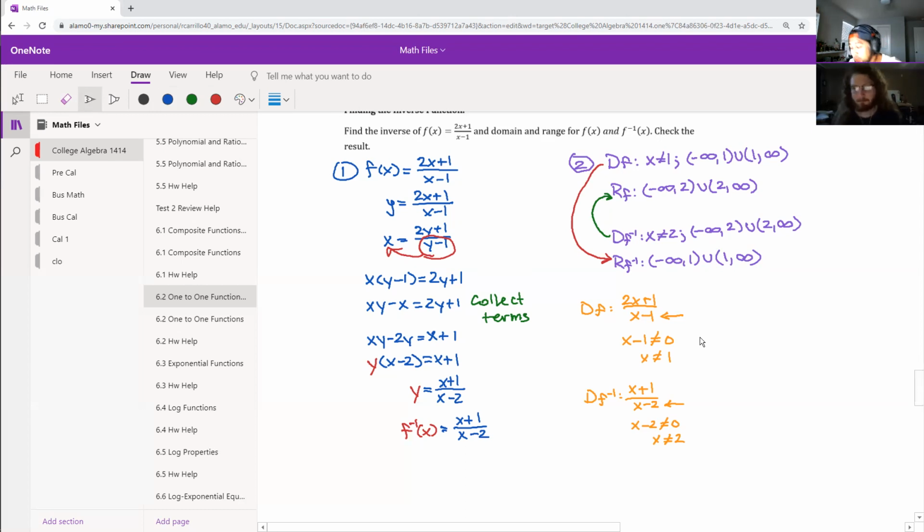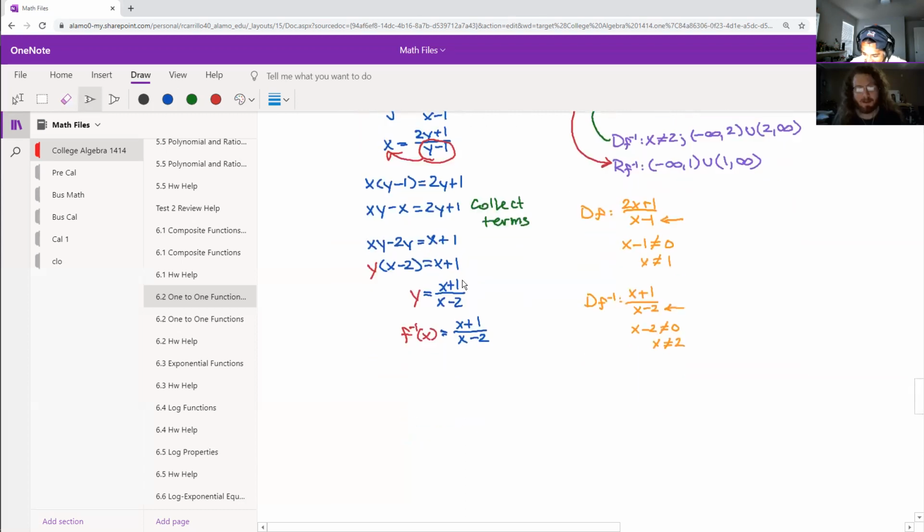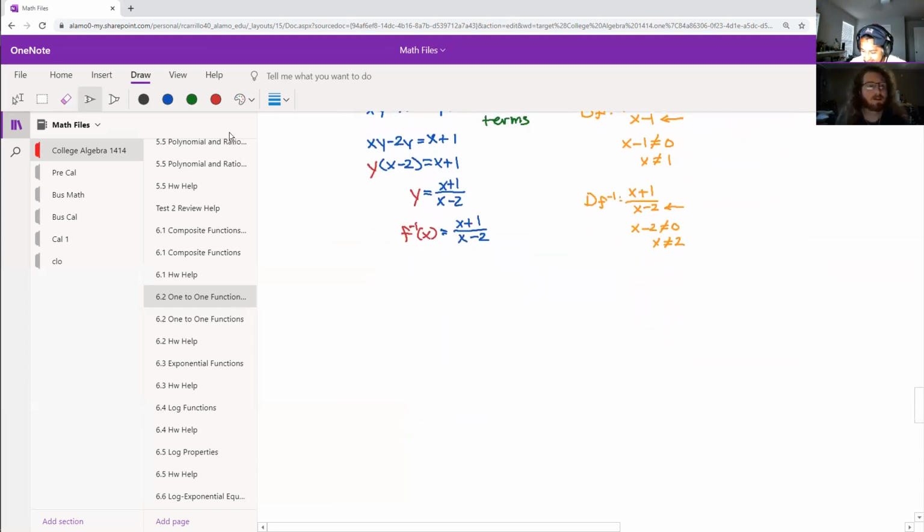Check that they're inverses. Oh yeah, we have to check that they're inverses. Whoops, I forgot that part. Okay, so let me go ahead and do that. Check that they're inverses real quick. Oh, let's do sky blue. Okay, so to check that they're inverses, you can do it one of two ways.